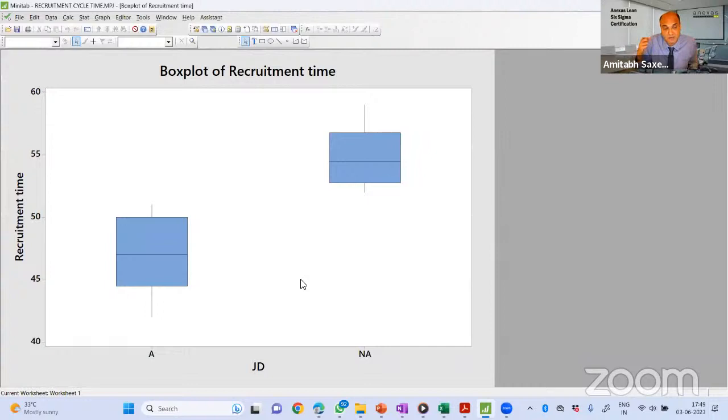So one of the solutions in the improve phase would be that all the job descriptions in the organization should be made within the next 2 weeks. And it will ensure a great reduction of recruitment cycle times in future. See the difference between the two boxes? Around 10 days, around 45, 46, and 50. So I'll be able to reduce 10 days in my recruitment cycle time by just ensuring the job descriptions are available.